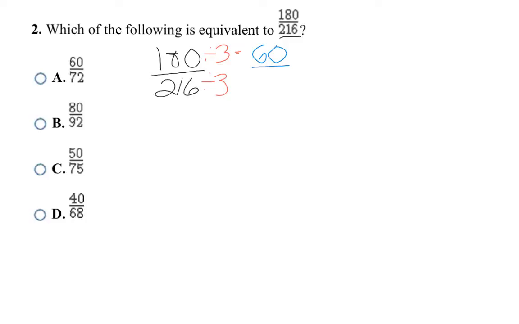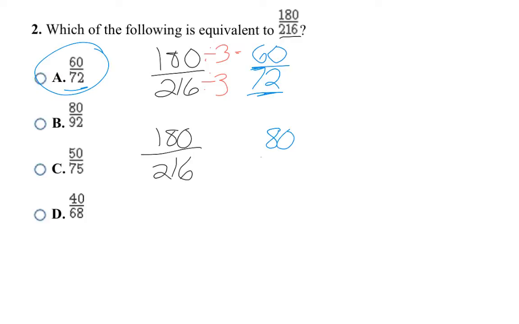And that gives me 72, which means this denominator matches with this denominator, which is going to make A my final answer. Now let me show you how an incorrect answer would work also. So for B, you would want to start with that fraction that you're given, and then you're going to look at the numerator of choice B, which is 80.